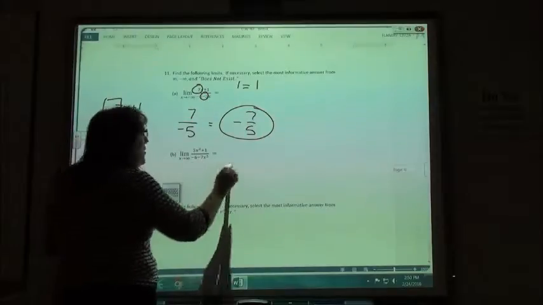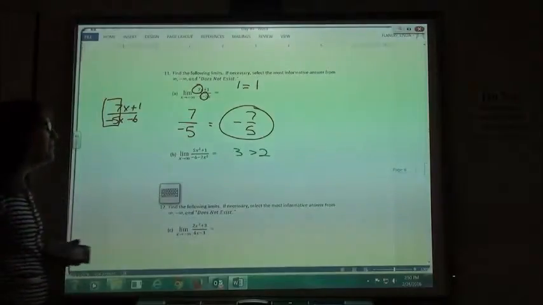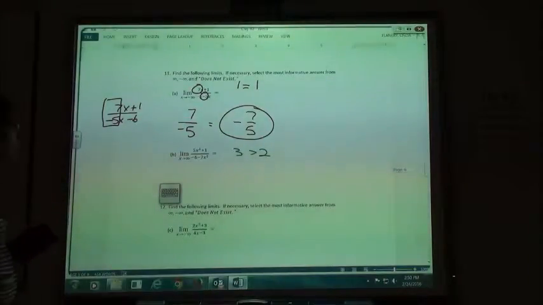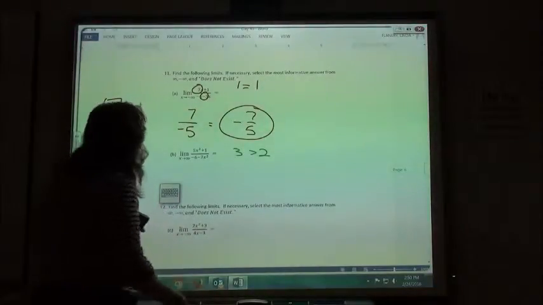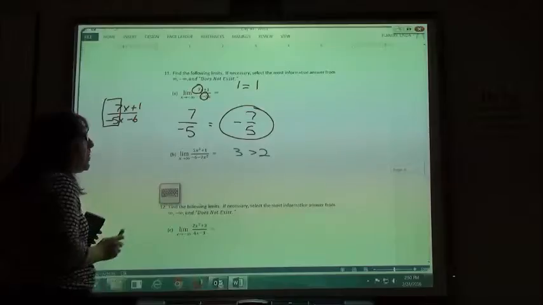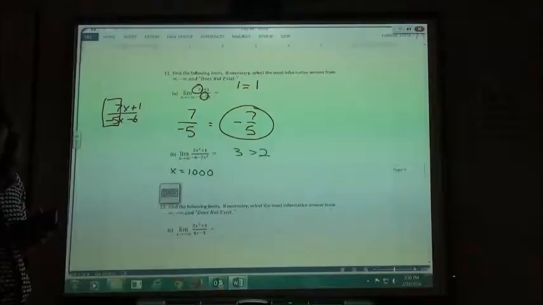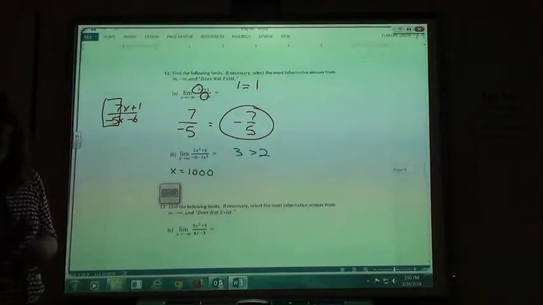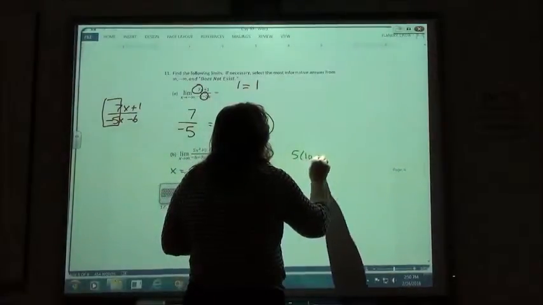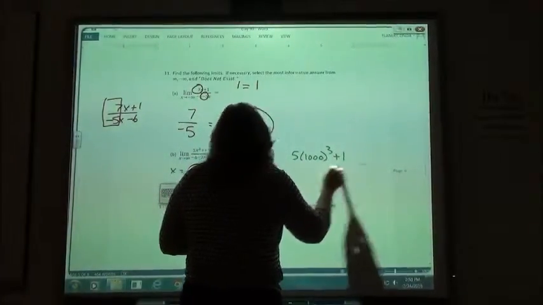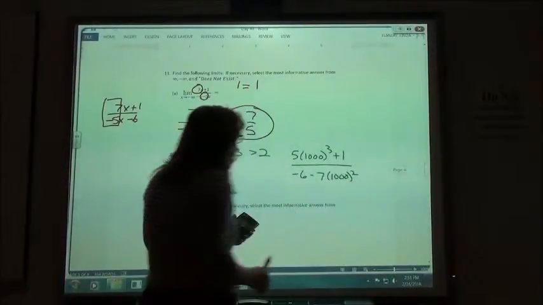This one, the degree of the top is 3, the degree of the bottom is 2. There's one of those that I have to check. 3 is greater than 2. So I know my limit is going to be either positive infinity or negative infinity. I'm checking as x approaches positive infinity. So again, I'm going to use 1,000. I'm going to use a positive number. On the previous one, we were doing negative infinity, so I used negative 1,000. So I'm going to take 5 times 1,000 cubed plus 1, and then negative 6 minus 7 times 1,000 squared.